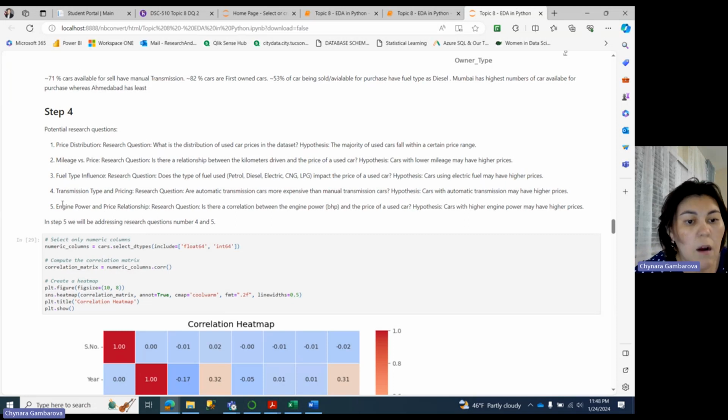In our next steps, we are going to try to address questions 4 and 5. So 4, transmission type and pricing. Question, are automatic transmission cars more expensive than manual transmission cars? And 5 is going to be a question regarding engine, the relationship between engine and price.